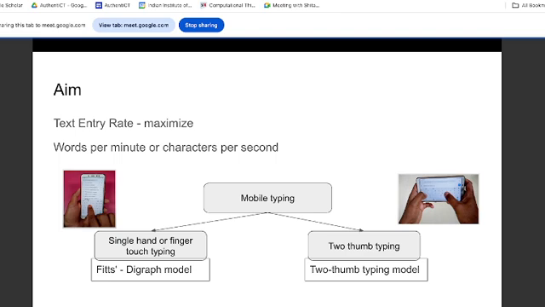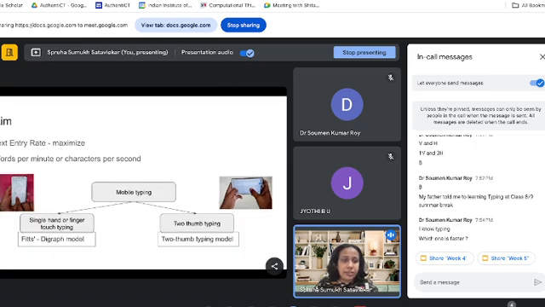So now we will first go towards this single hand or finger touch typing, and we will talk about the Fitts digraph model. So my first question, since I am not a native English speaker, which one is faster?